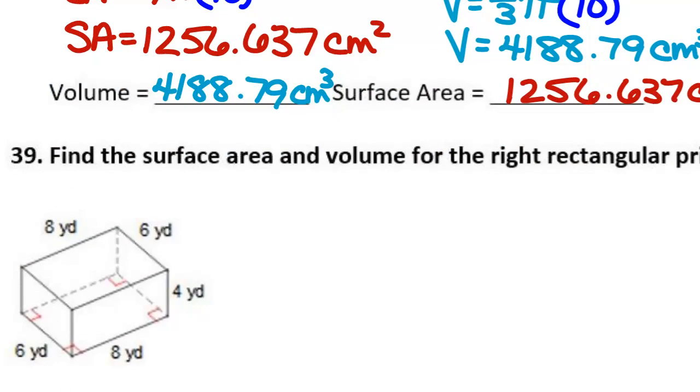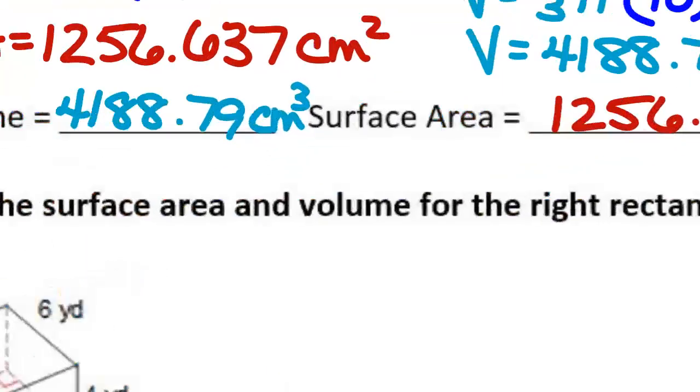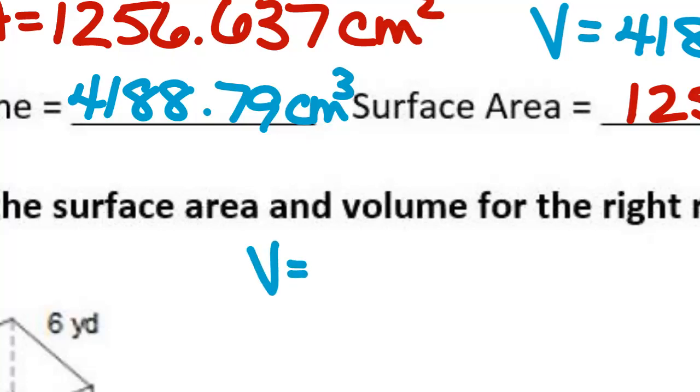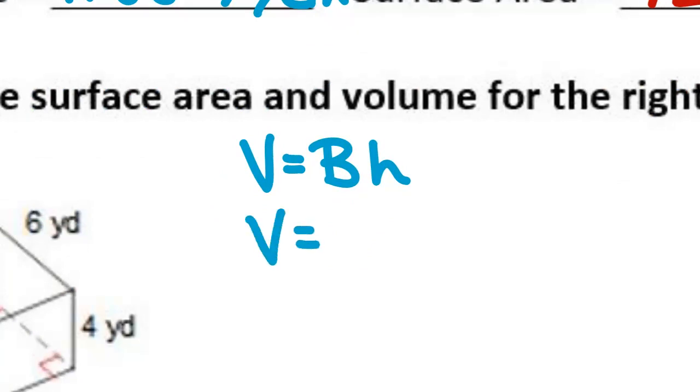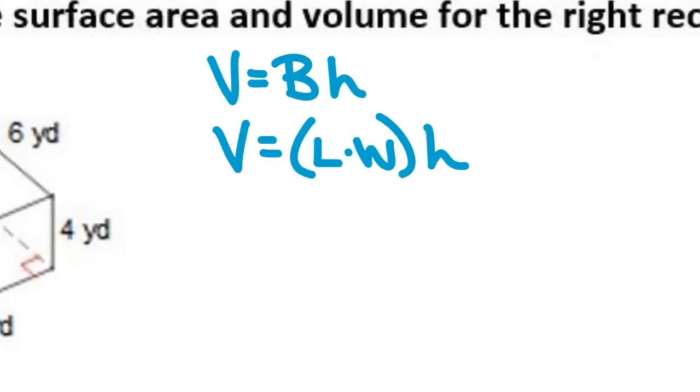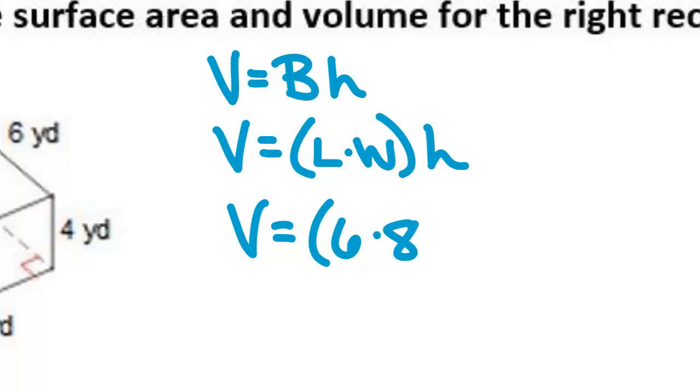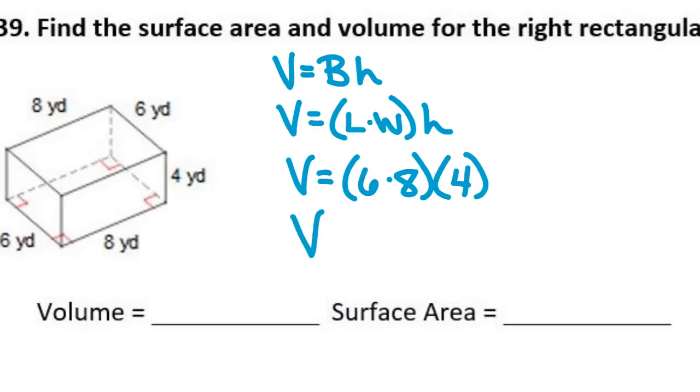Okay. Find the surface area and volume for the right rectangular prism. Well, volume for a right rectangular prism, we need area of the base times the height. And because it is a rectangular base, we're going to do length times width times height. So my length is 6. My width is 8, or you could switch those around. It doesn't really matter. And then the height is 4. 6 times 8 times 4 gives me a total volume of 192 yards squared.